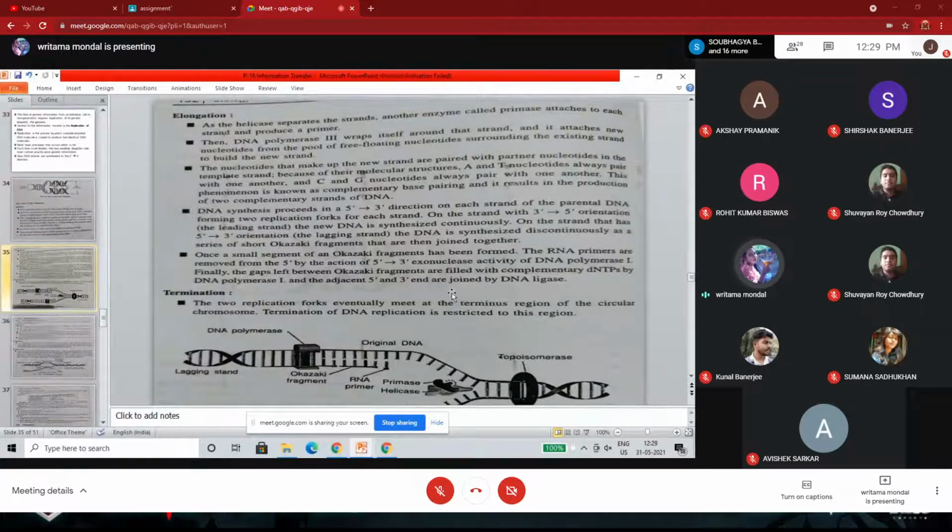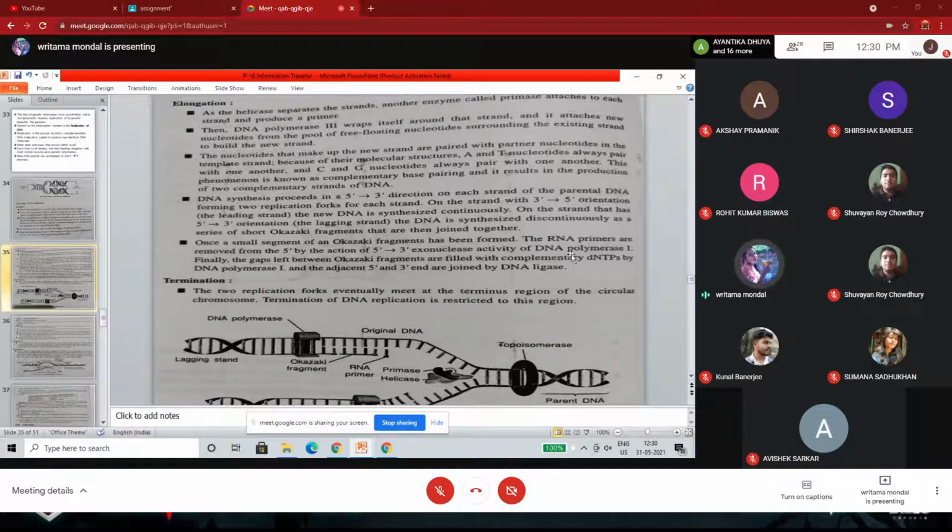By the help of the exonuclease activity, the RNA primers are removed, because the RNA bases should be removed from the DNA strand. Finally, the gaps left between the Okazaki fragments are filled with complementary dNTPs by DNA polymerase 1, and the adjacent 5' and 3' ends are joined by DNA ligase. The sealing procedure is done by DNA ligase enzyme. So remember this. This is very important.